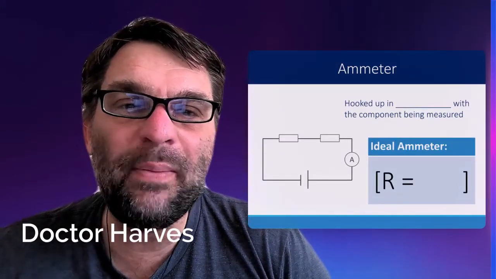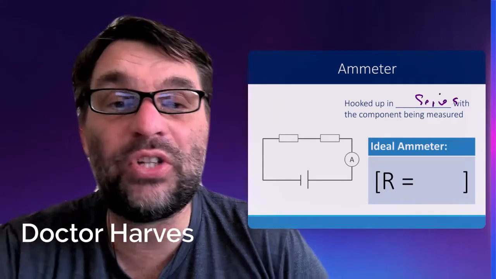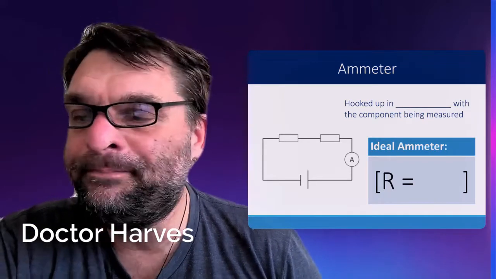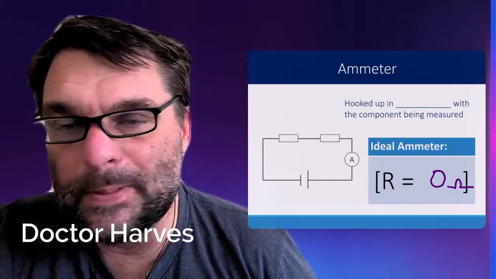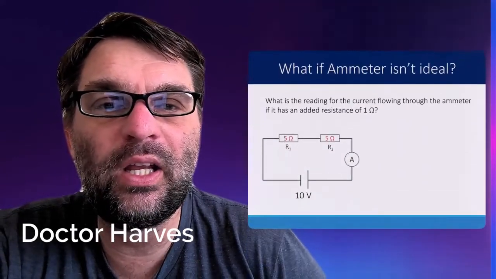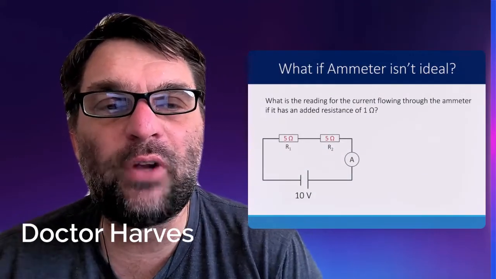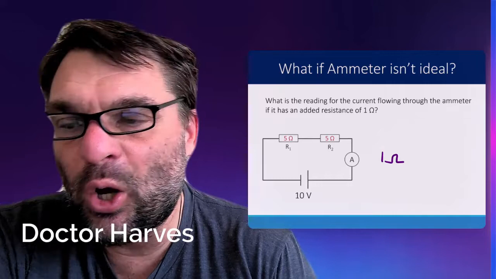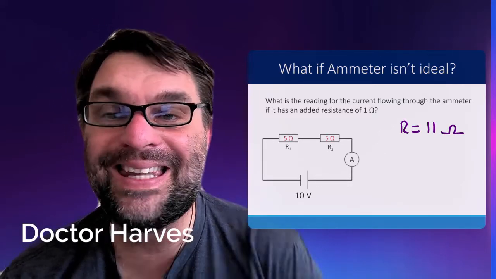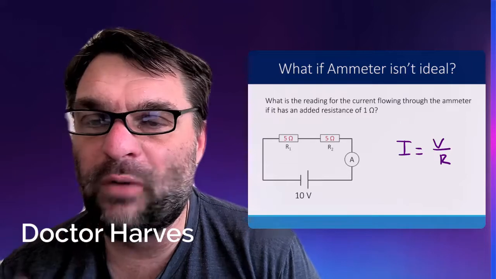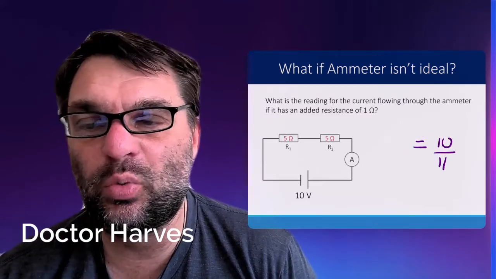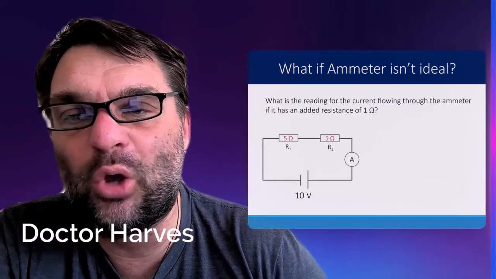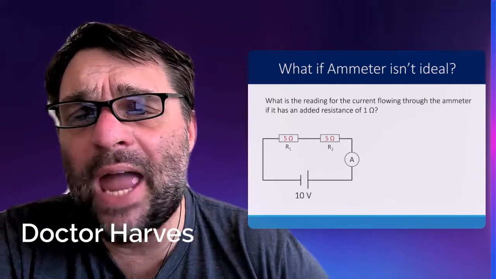In terms of an ammeter, an ammeter is hooked up in series to the component being measured, and ideally we want the resistance of an ammeter to be 0 ohms. To illustrate this point, what is the reading for the current flowing through an ammeter if it is added to a circuit when the ammeter's resistance is 1 ohm? Well, that means the total resistance now changes from being 10 ohms to 11 ohms. So the current, being total voltage over total resistance, will be 10 divided by 11, or 0.9 amps now, whereas the actual measurement should be closer to 1 amp. So just adding the ammeter changes the value.